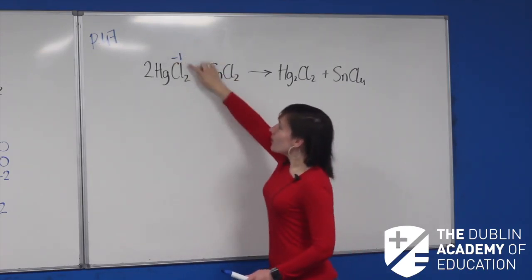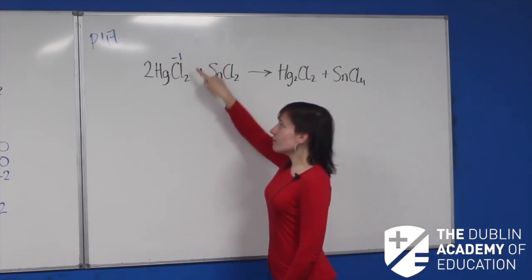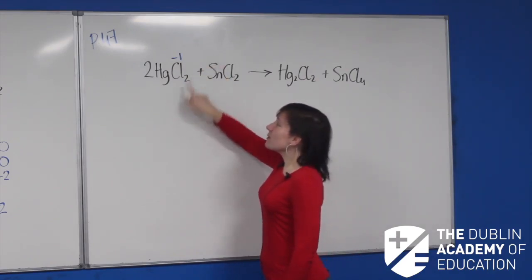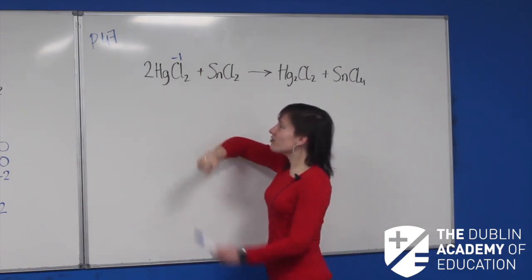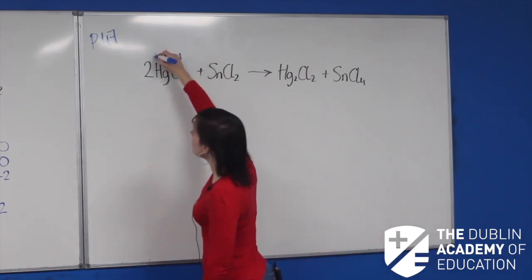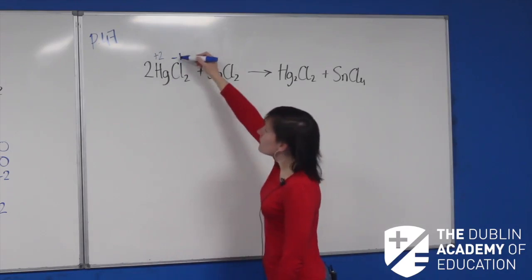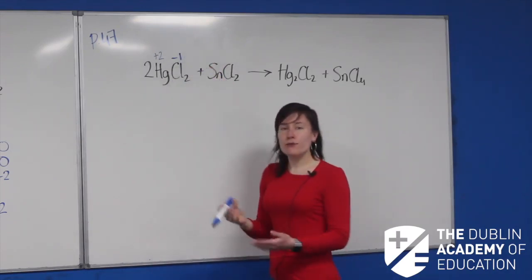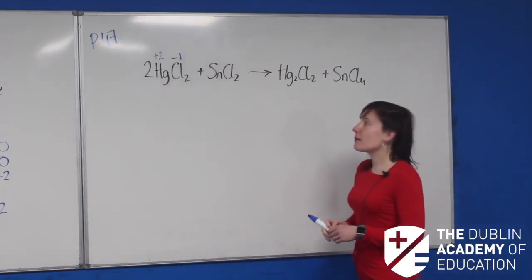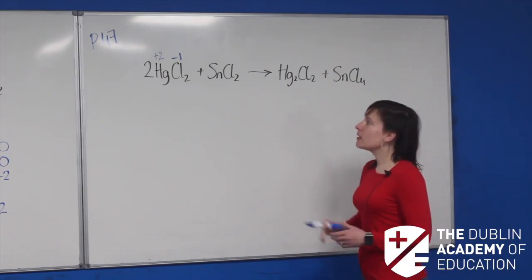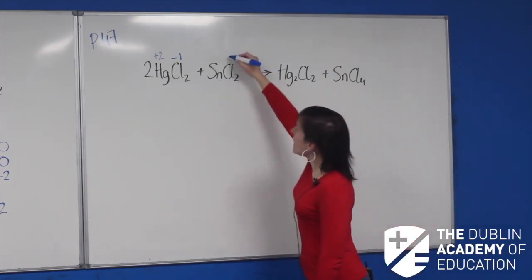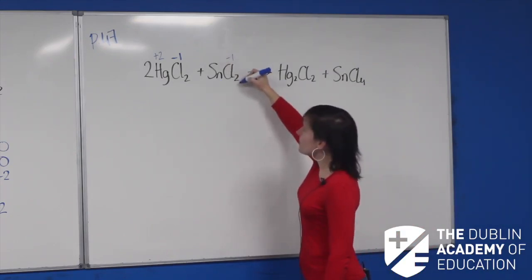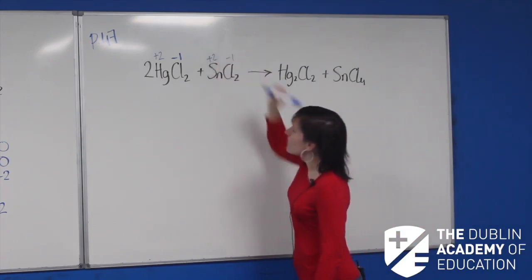So -1 times 2 is -2. So to balance that out, our Hg, our mercury, has to be +2, okay? So +2, -2, therefore the sum of the oxidation numbers in that molecule is now 0, okay? So the same here then, we've got tin and chlorine. So chlorine again is -1 times 2, so the tin has to be +2.